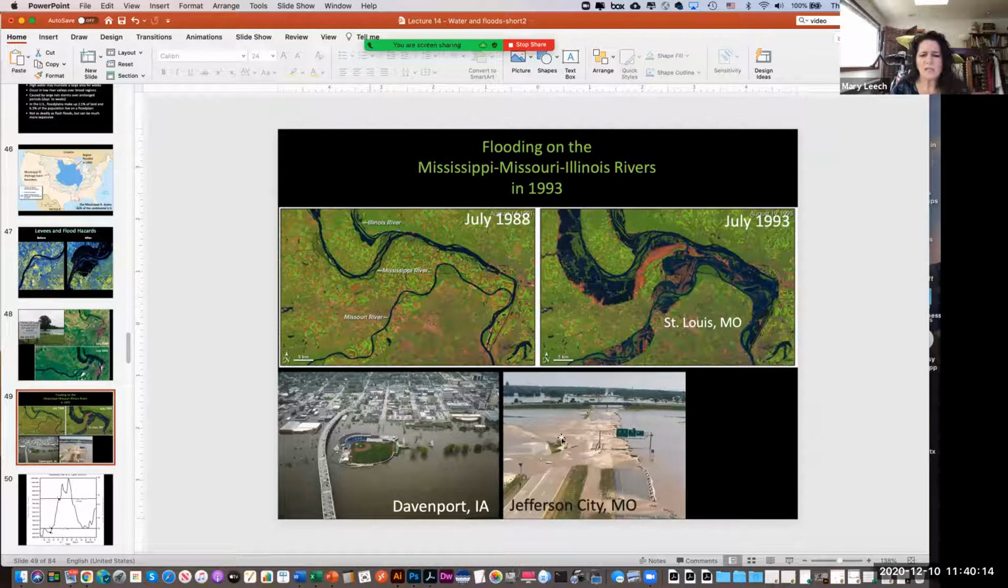So this is Iowa, this is Missouri. They tried to put up these little silly looking barriers here to stop the water. It does kind of work right there, but it just crosses the river there and wipes it out. There's a sports stadium.